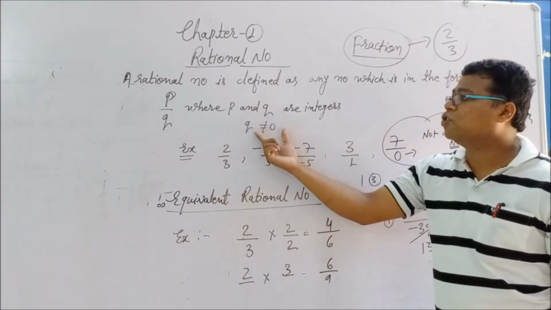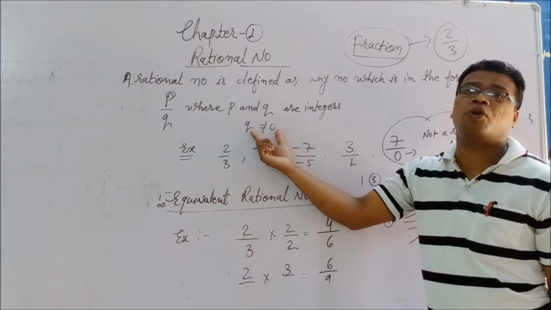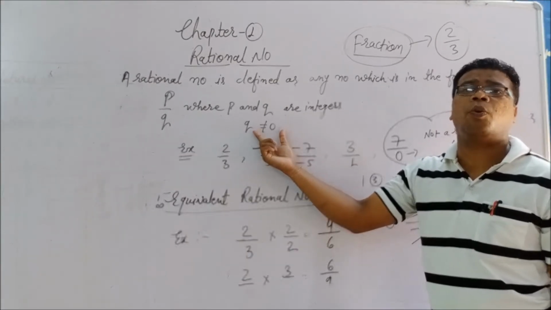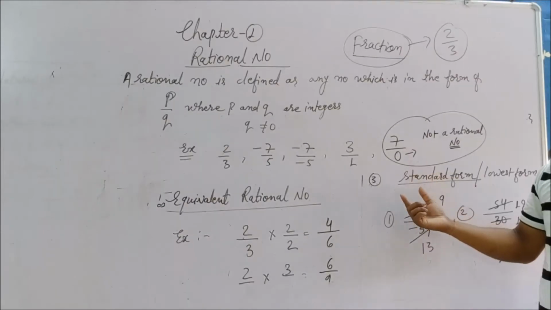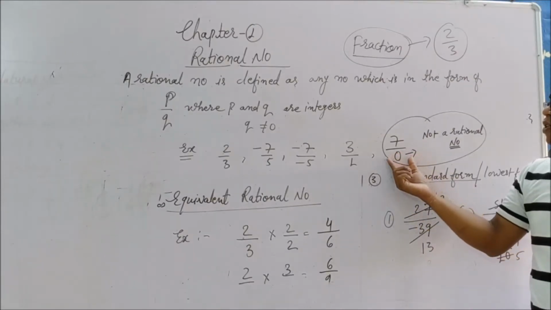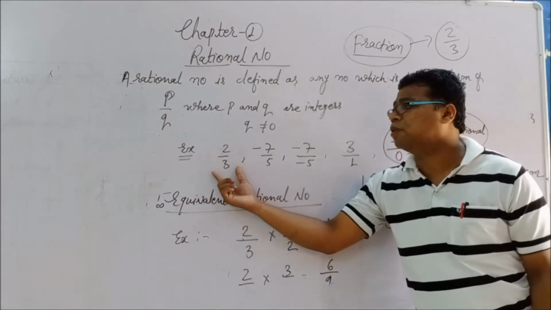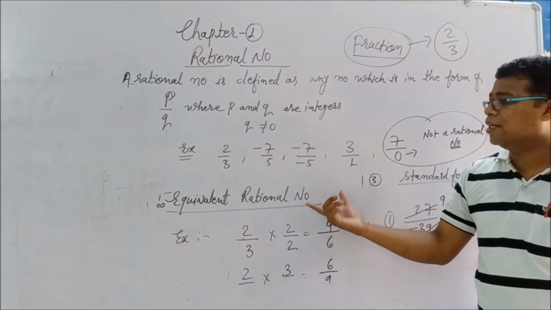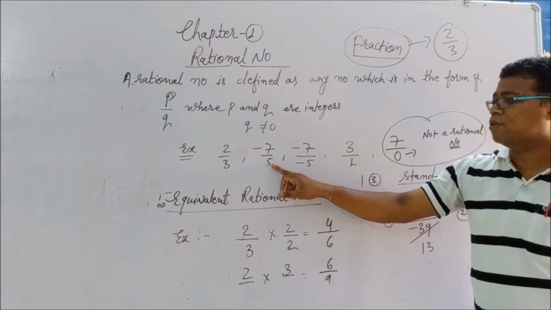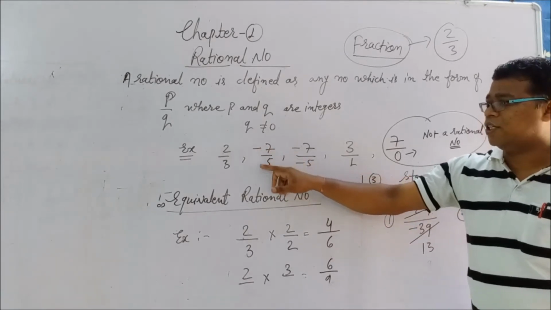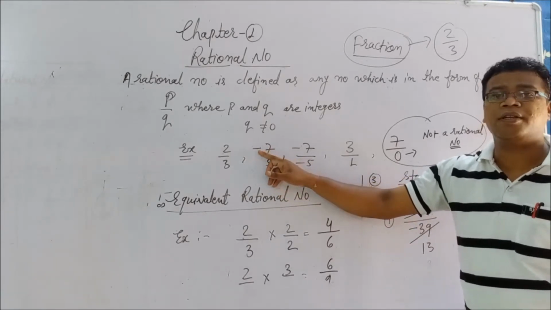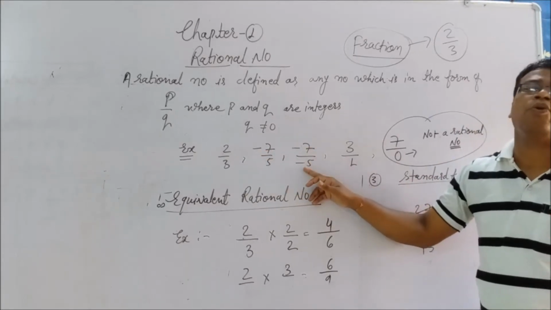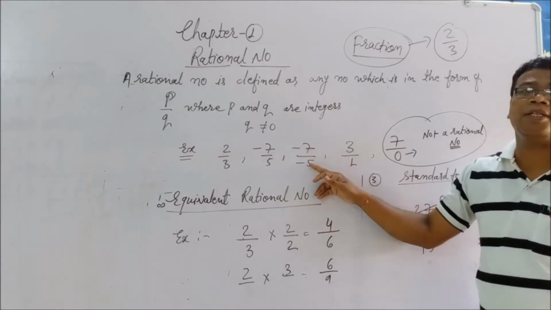And the second condition is also very important, that is q should not be equal to 0. Denominator should never be equal to 0. Why? Because we do not know what is the table of 0. See the example. 2 upon 3, it is a rational number. Minus 7 upon 5, again the condition is satisfied. Denominator is not 0, and both are integers. Already it is a negative integer, so this is also a rational number. If both the signs are negative, no problem, because again both are integers.